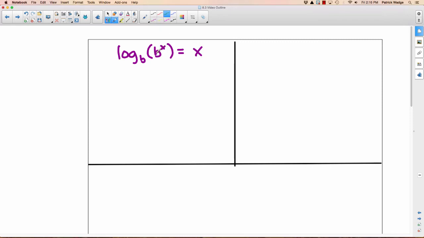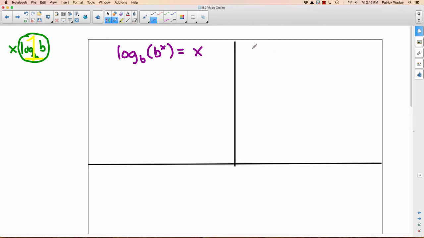Remember when we have logarithms written like this, we could scuttle that x out front, so we could have x log base b of b. Well, if you just look at this bit, what does that equal? b to the what equals b? b to the 1. So this whole bit here is equal to 1. So you get x times 1, which equals x, just like we said right there.